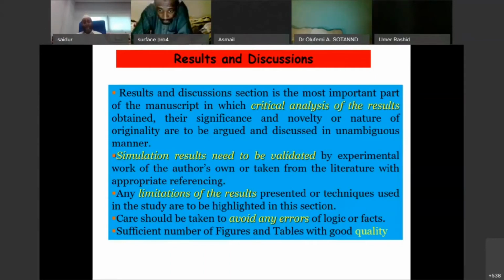Critical analysis of the results. Without this, if you just present, then it seems something like undergraduate work. Okay, so you critically analyze, compare, validate, discuss, and also highlight the novelty here.